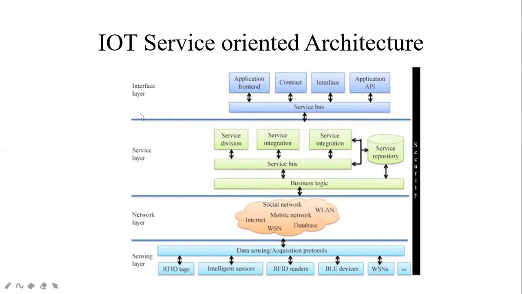Now again there is the interface layer. What is it? The interface layer is your user interface from where you can see the application, right? That is your user interface layer. So how will it flow? First data will come to your sensing layer, then the network layer, and then the service layer, and then from the interface layer you can see your data.